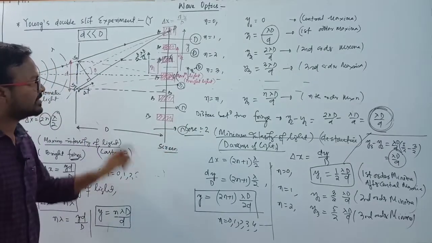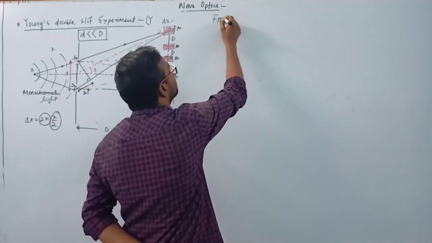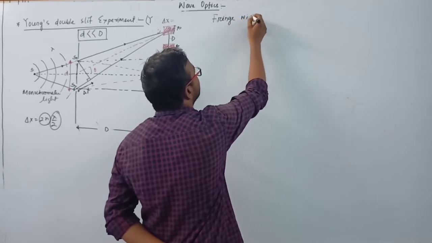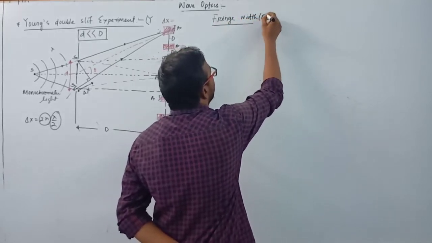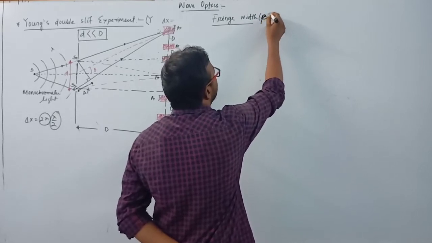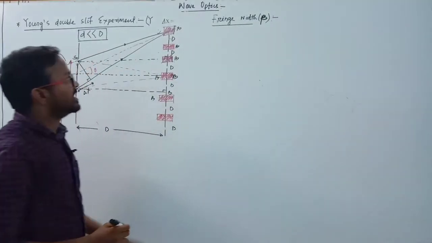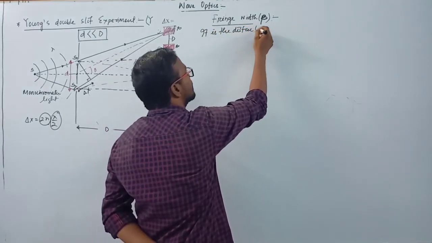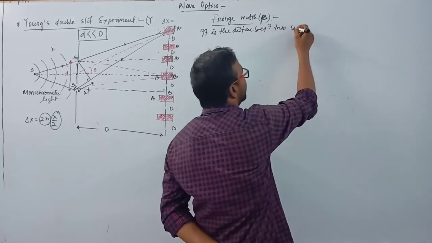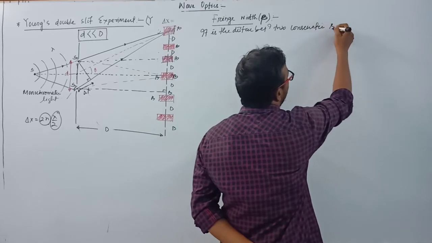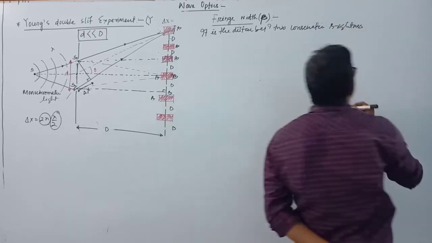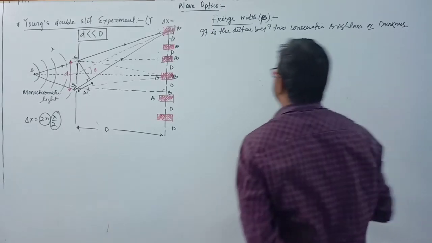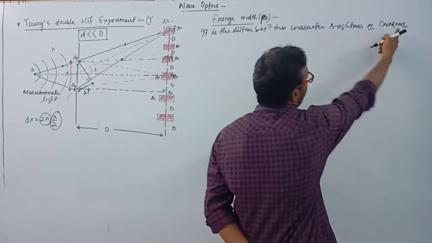Now we will discuss what fringe width is. Fringe width is denoted by beta. So what is fringe width? It is the distance between two consecutive bright fringes or dark fringes, two consecutive brightnesses or darknesses.